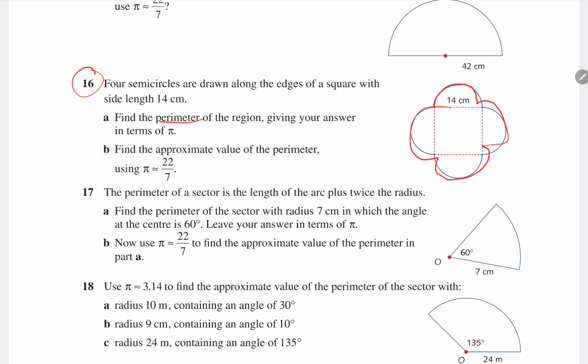The side length. Wait, so the square has a side length of 14 centimeters? Yeah, side length of 14. So that means you have to find... How do we find the perimeter of a circle? What's the formula? Pi equals radius. No. What is it? You see what I mean?